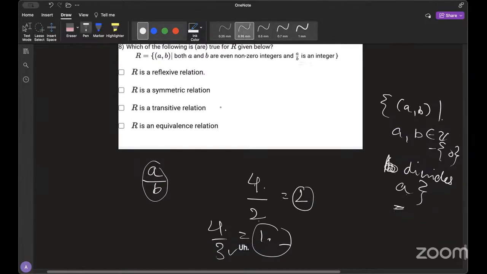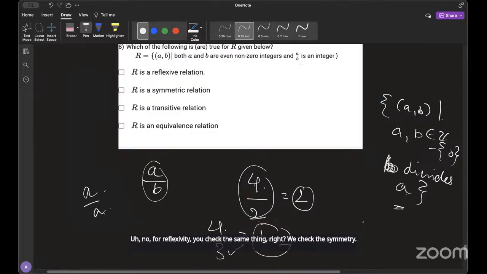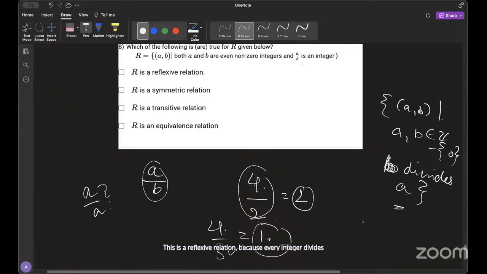So to check if this relation is reflexive or not, this is not always true. If B divides A, then A might not divide B. So for reflexivity, you check the same thing. Every integer divides itself, so this is a reflexive relation. Option A is correct. Then this is not symmetric because 2 divides 4, but 4 does not divide 2. So this option is incorrect.